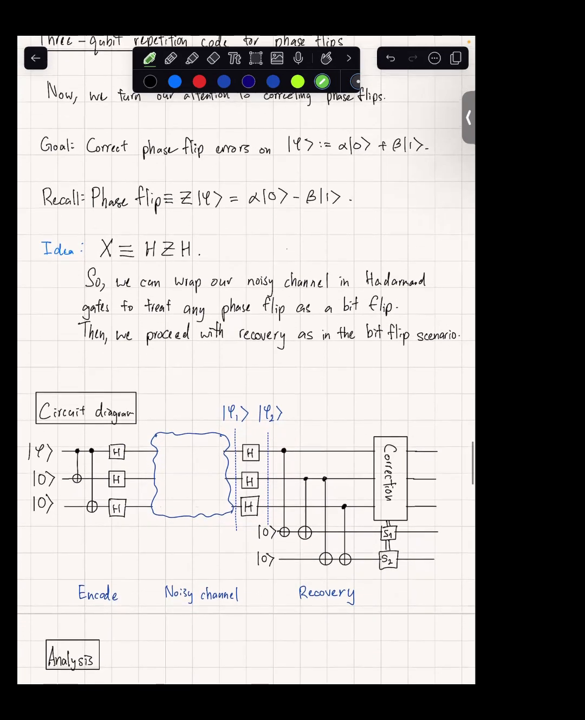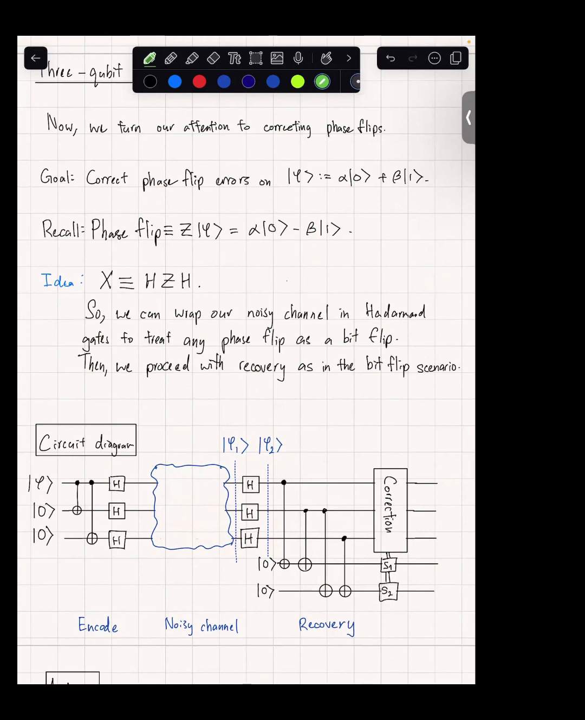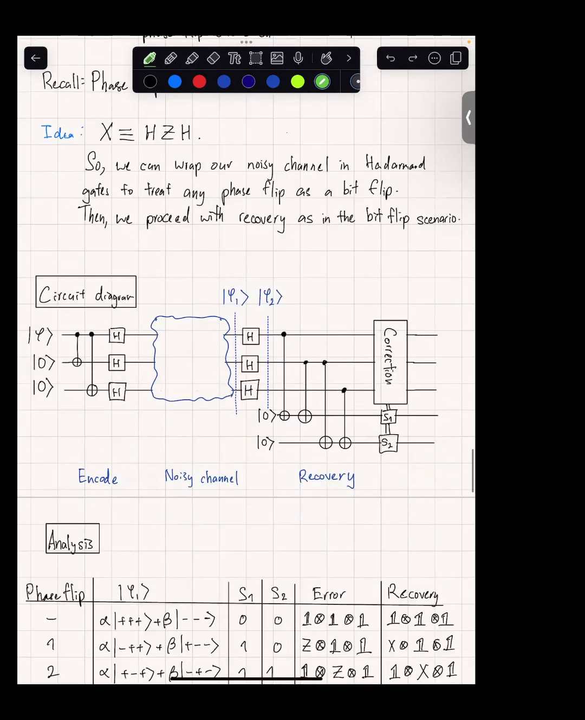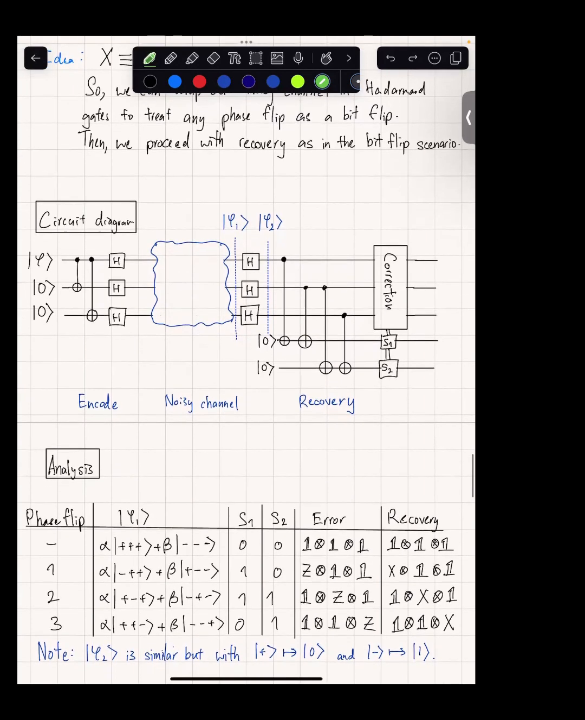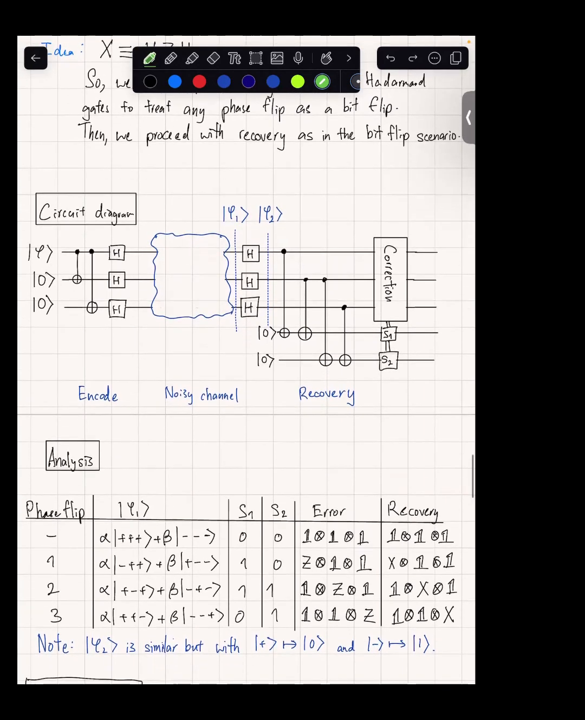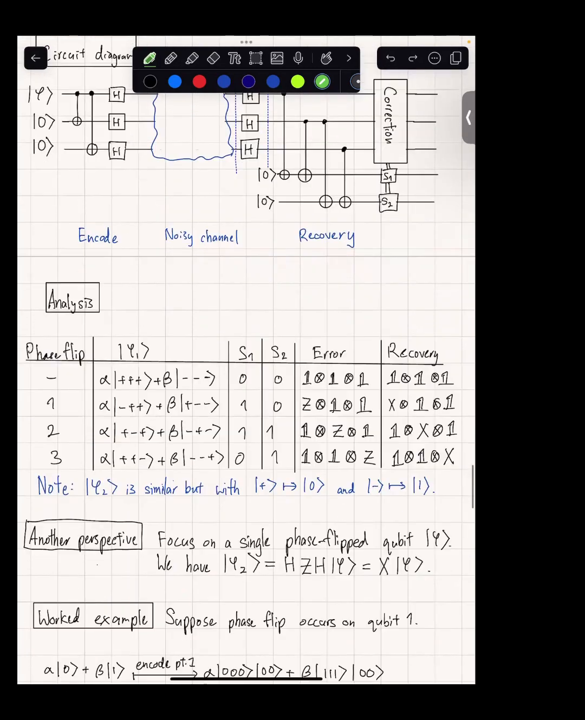So what do I really mean? If you look at this circuit diagram, it's very similar to that of the bit flip diagram. The only difference is that we added these two sets of Hadamard gates around the noisy channel. And this is nice because it results in a very simple analysis. So this is the analysis table, and let's just work through an example.